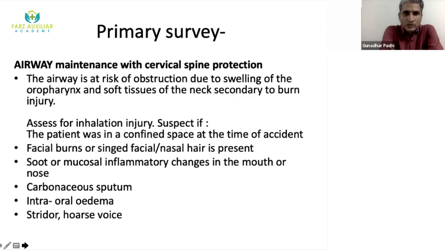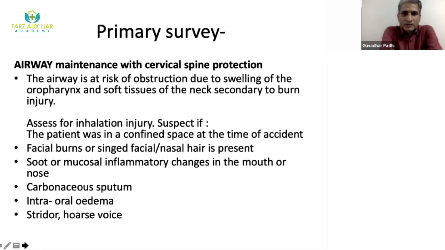And also the second dictum is that sometimes the injury may not be very obvious from the outside. The person may look normal, but actually the extent of the injury from the inside is very, very high, particularly if there is an inhalational injury. Okay. And in case of inhalational injury, when do we suspect inhalational injury?